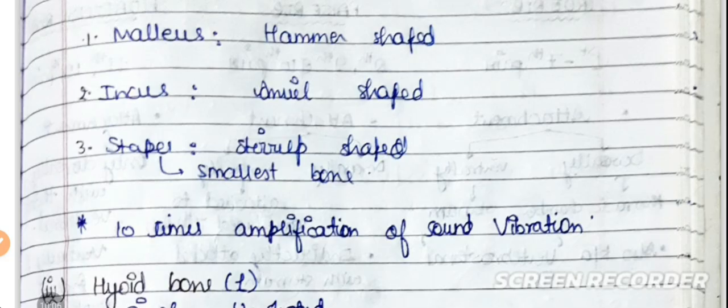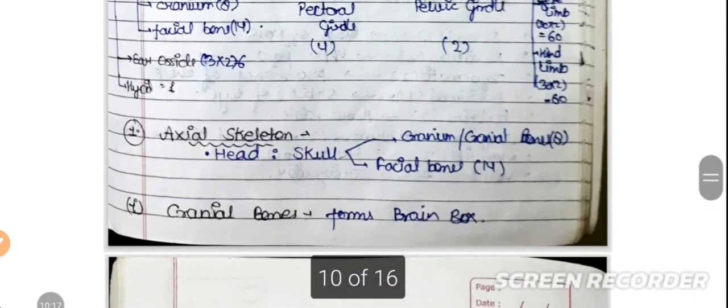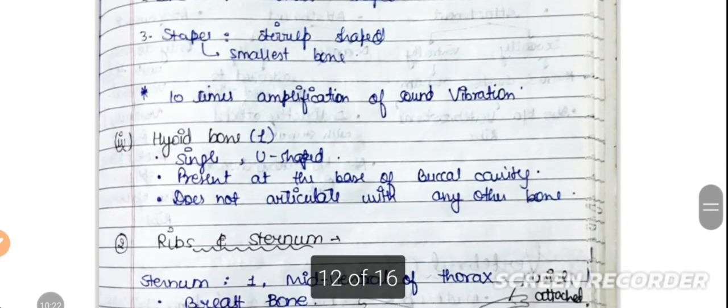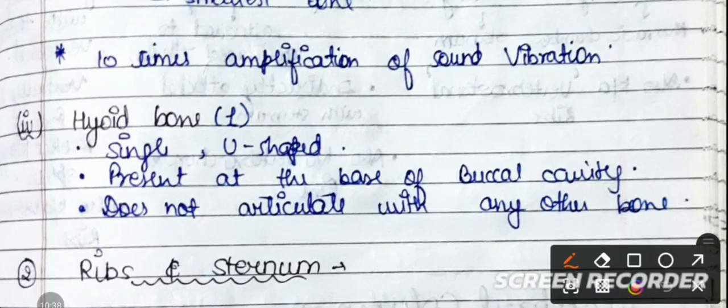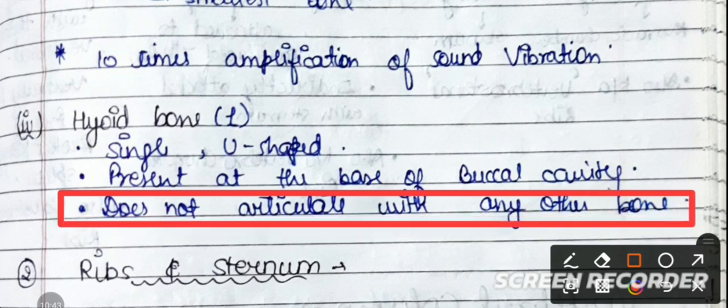Now we have almost completed our topic about the cranium or the skull. In the axial skeleton, we are going to complete our head. The last topic we have is the hyoid bone. What is the hyoid bone? The hyoid bone is a single U-shaped bone present at the base of the buccal cavity, and it does not articulate with any other bone. That is why we say that it is singular and does not articulate with any other bones.